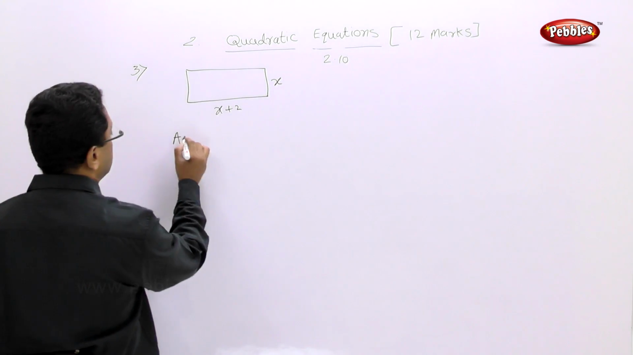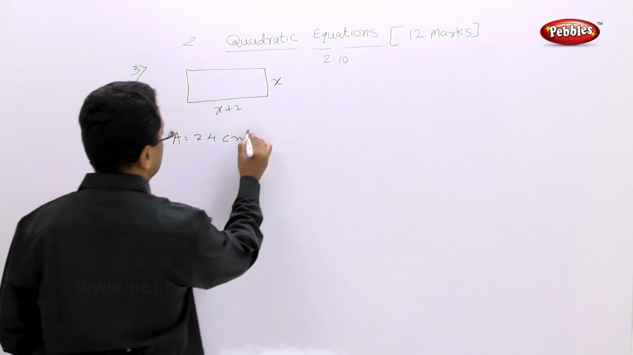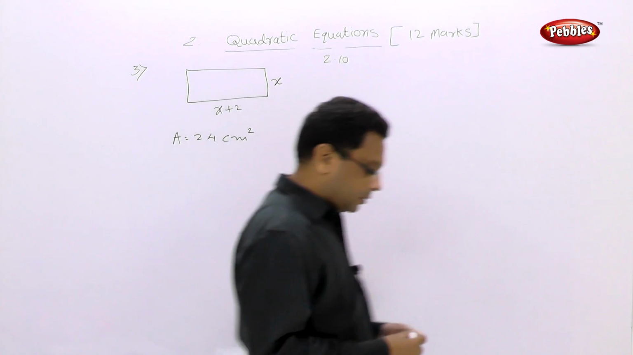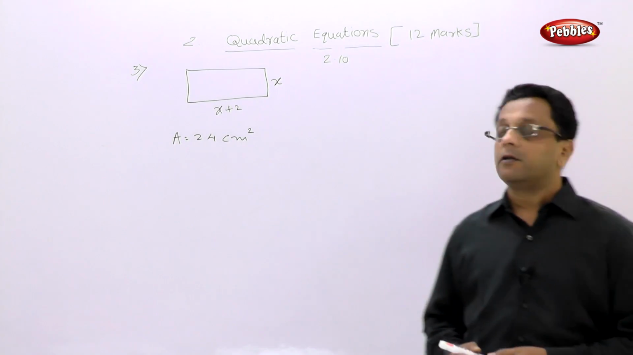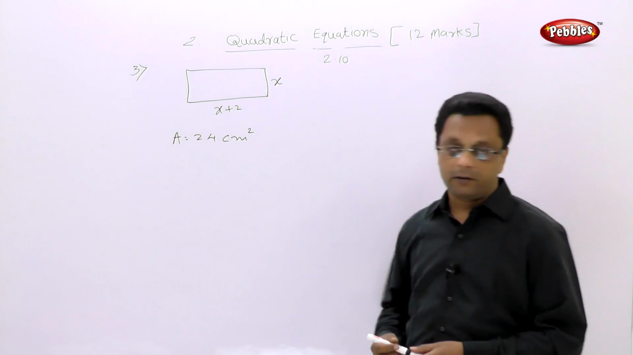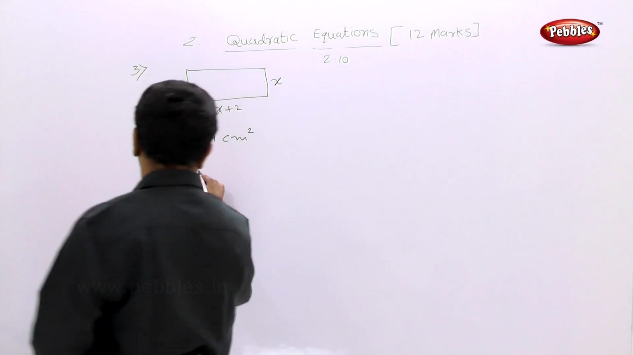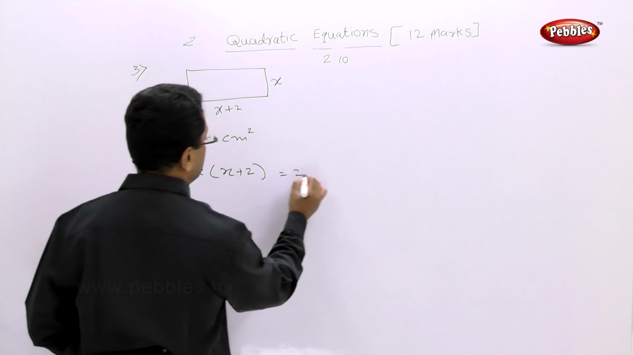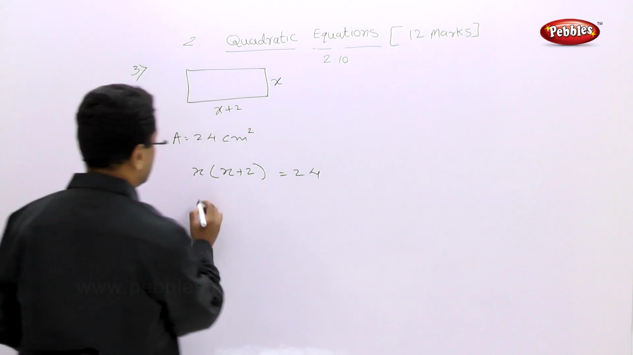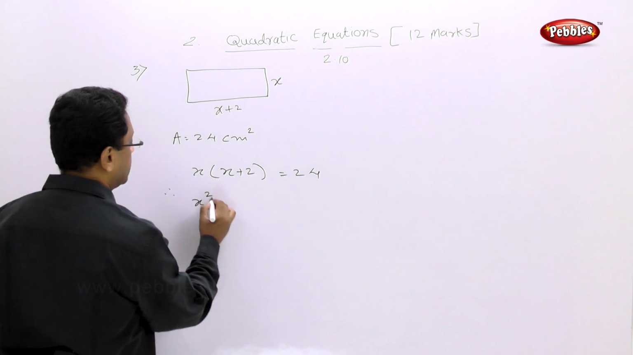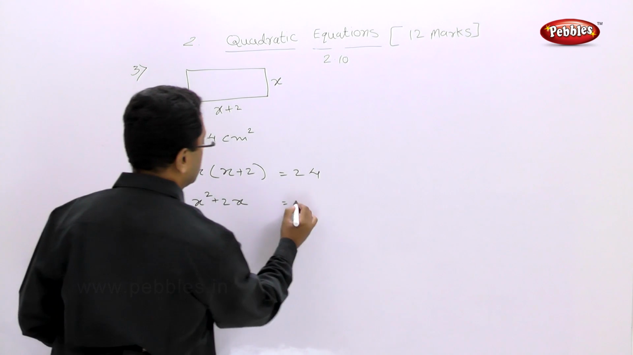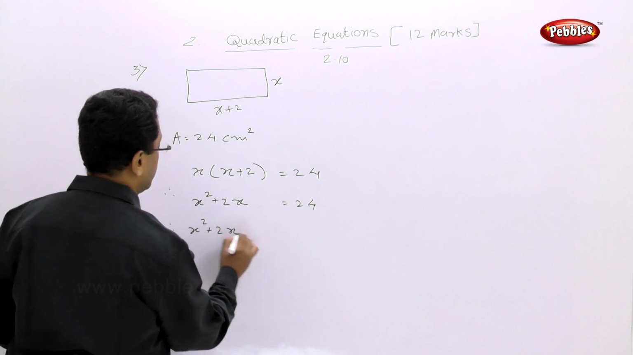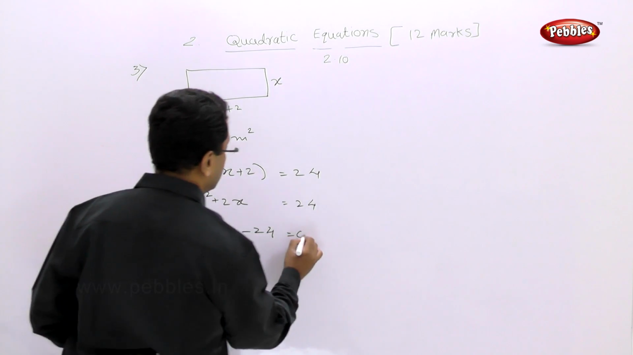The area is given as 24 centimeters square. Well, how can we do this? We know that the area of a rectangle is length into breadth, that is x into x plus 2 is equal to 24. So by solving this we will get x square plus 2x equal to 24, and hence we get x square plus 2x minus 24 equal to 0.